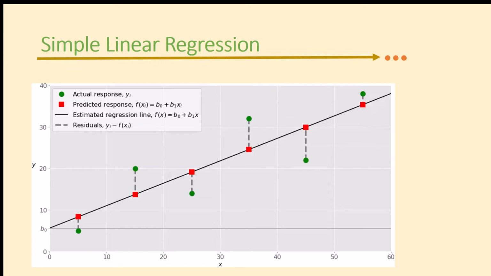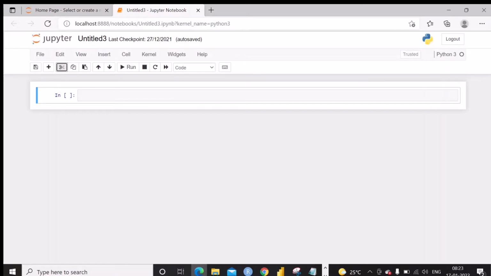In this graph, we can understand that the green circles are actual values and the red squares are the predicted values. The dotted gray lines represent the residuals, that is how far the predicted value is from the actual value. And the line meets the y-axis at beta suffix 0. That is the intercept. We have already discussed that.